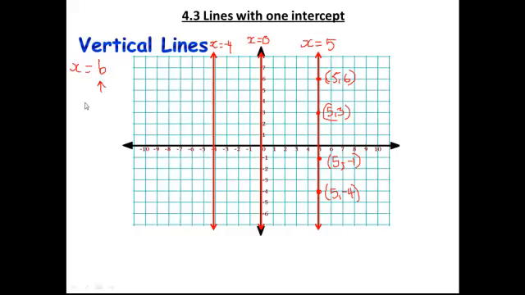So vertical lines are always in the form x is equal to b, where b is just any number. If someone said to you, draw the graph of x is equal to -9, where would you draw that graph? Well, you would just go over to where x is -9. You could put a point there if you wanted, and then you would draw a nice straight vertical line down through that point. So that there would be the line x is equal to -9.